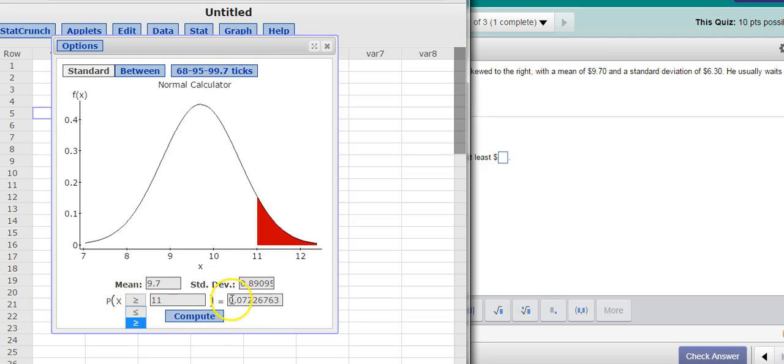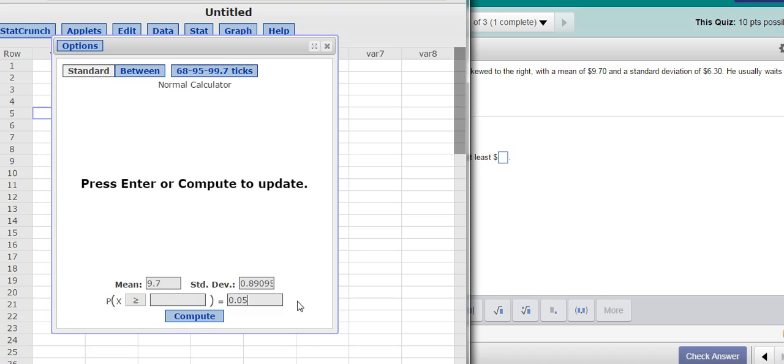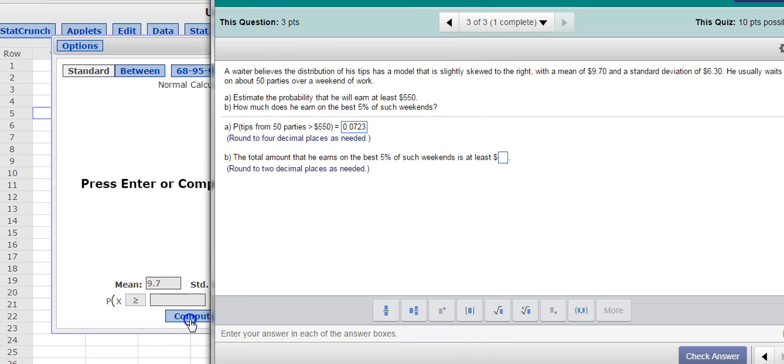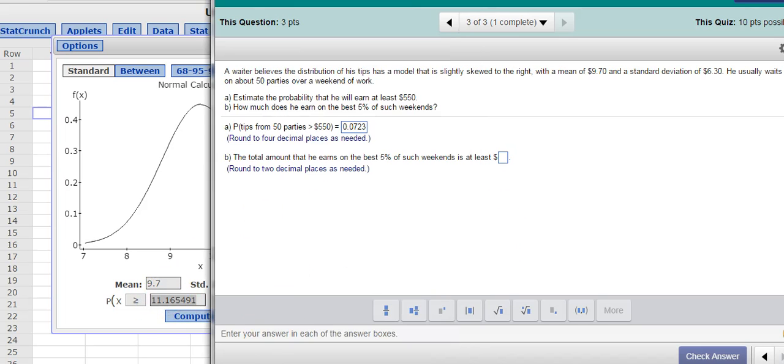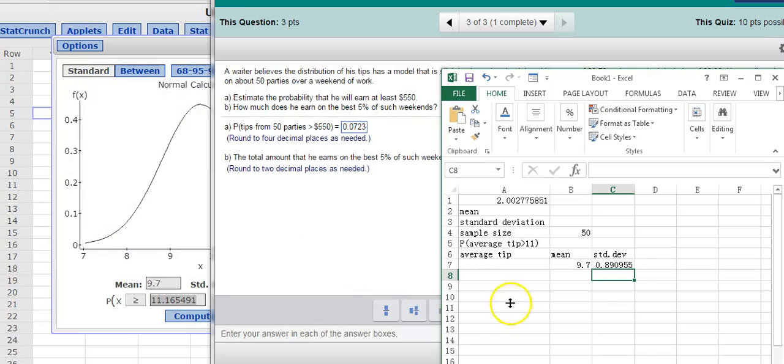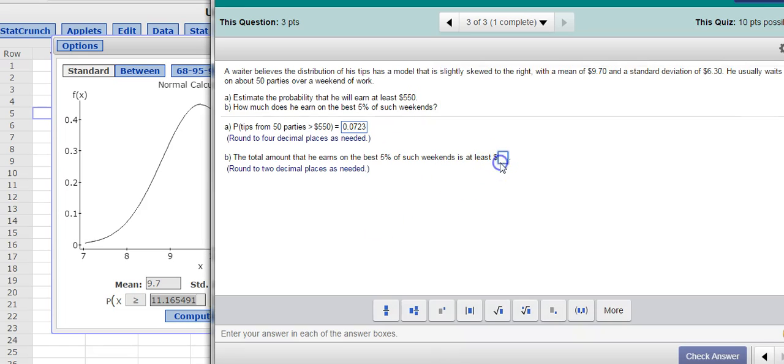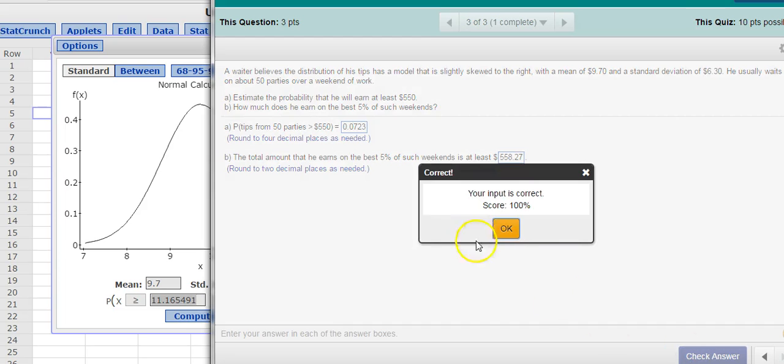And the total amount she earns on the best 5% of 50 parties. So you're going to do the best 0.5%. Compute, and you get this number, but it's for one party. We have 50 parties, so you use this number times 50. And we get what he will earn. Round to 2 decimals, so we keep that and check our answers. Yeah, that's correct.